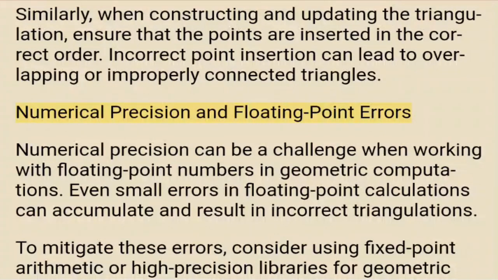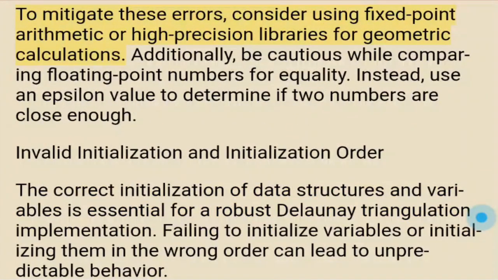Numerical precision and floating point errors. Numerical precision can be a challenge when working with floating point numbers in geometric computations. Even small errors in floating point calculations can accumulate and result in incorrect triangulations. To mitigate these errors, consider using fixed-point arithmetic or high-precision libraries for geometric calculations. Additionally, be cautious while comparing floating point numbers for equality. Instead, use an epsilon value to determine if two numbers are close enough.